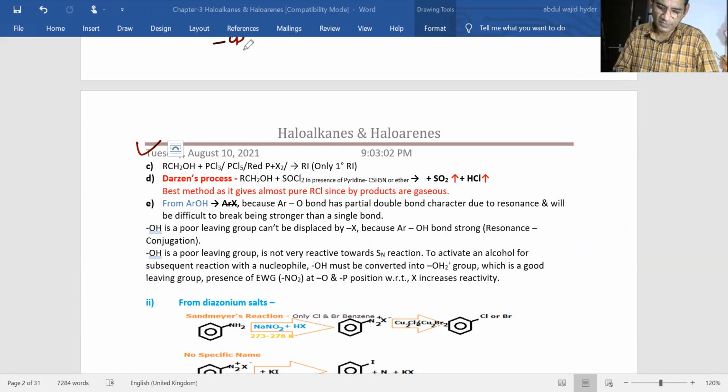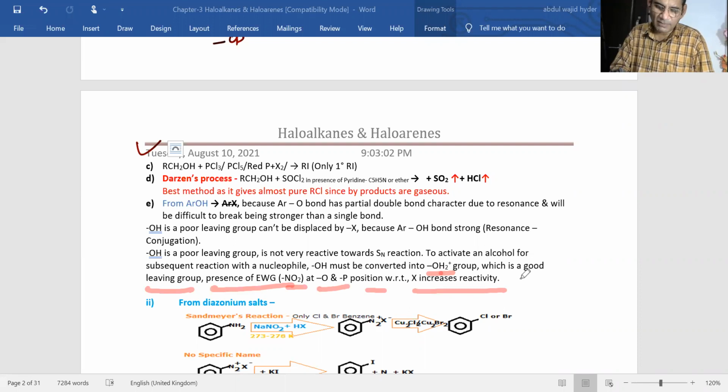Now see, OH is a poor leaving group, not very reactive towards nucleophilic substitution reaction. To activate an alcohol for subsequent reaction with a nucleophile, OH must be converted into H2O+, which is a good leaving group. H2O+ is a good leaving group, but OH- is not. So the presence of an electron withdrawing group, NO2, at the ortho and para positions with reference to OH increases reactivity.